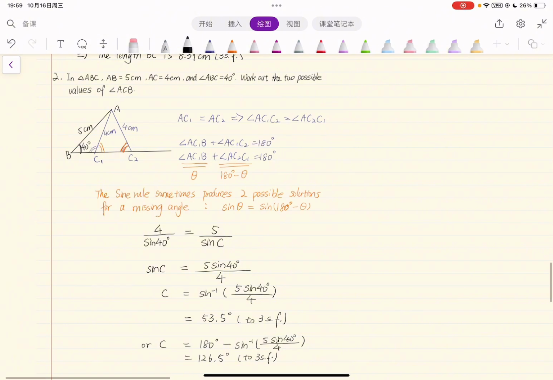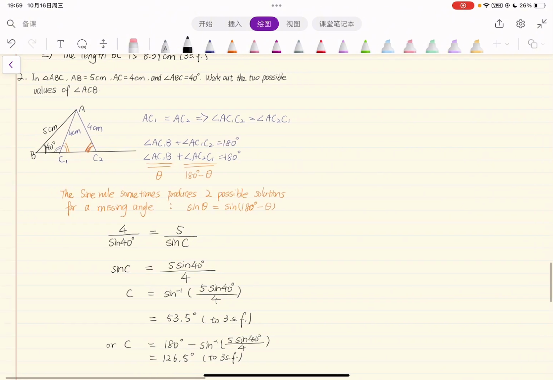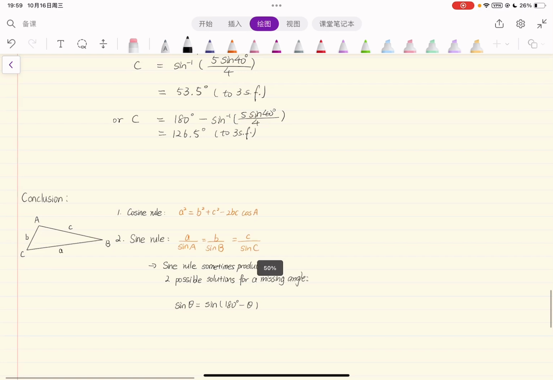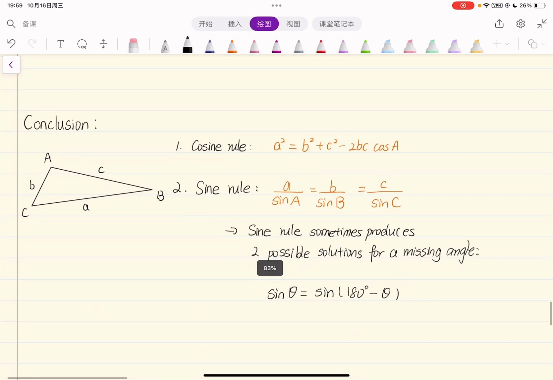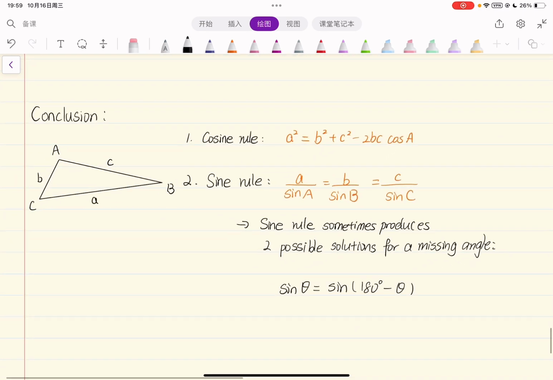In this lesson, we have learned what the cosine rule and the sine rule are, and also how to use them to solve questions. So here is the conclusion of this lesson.